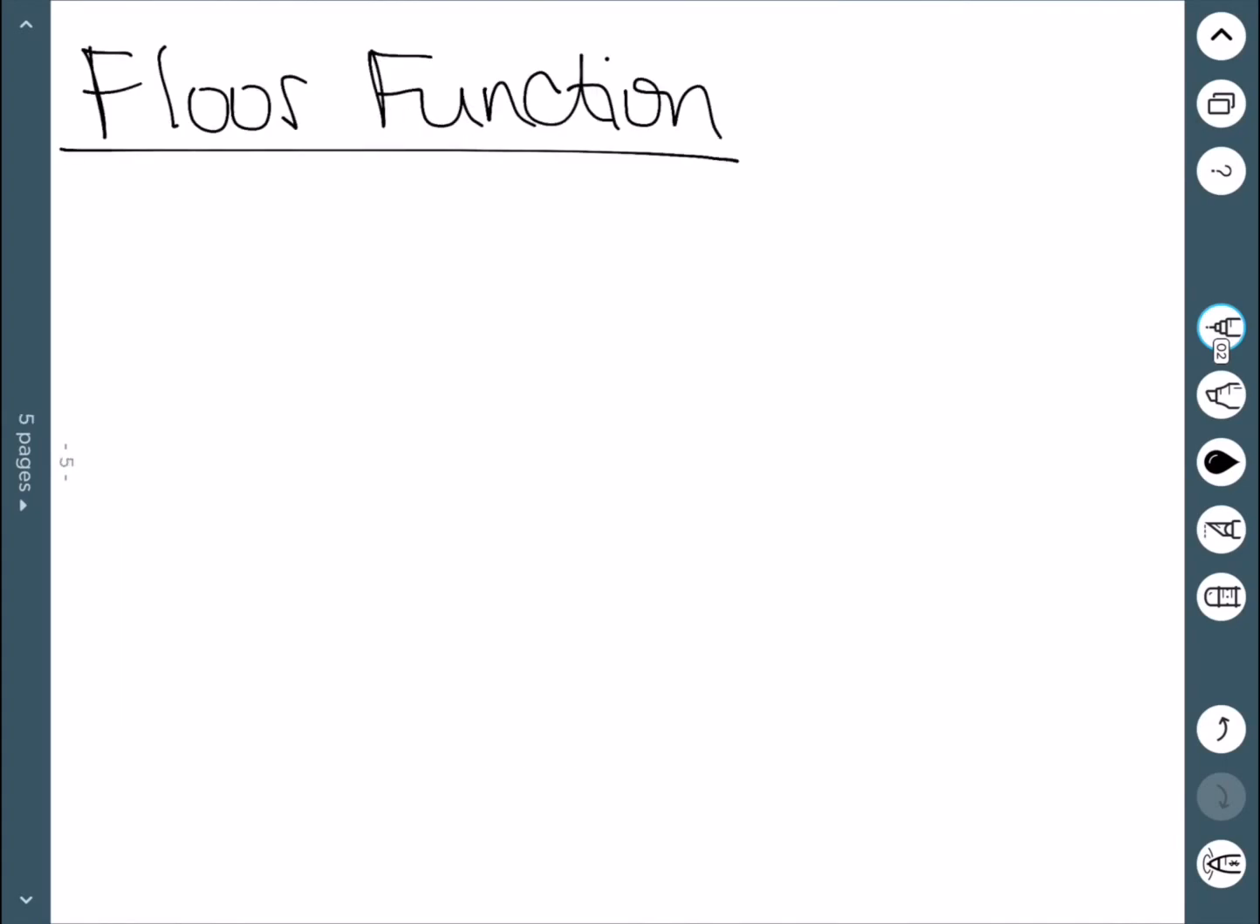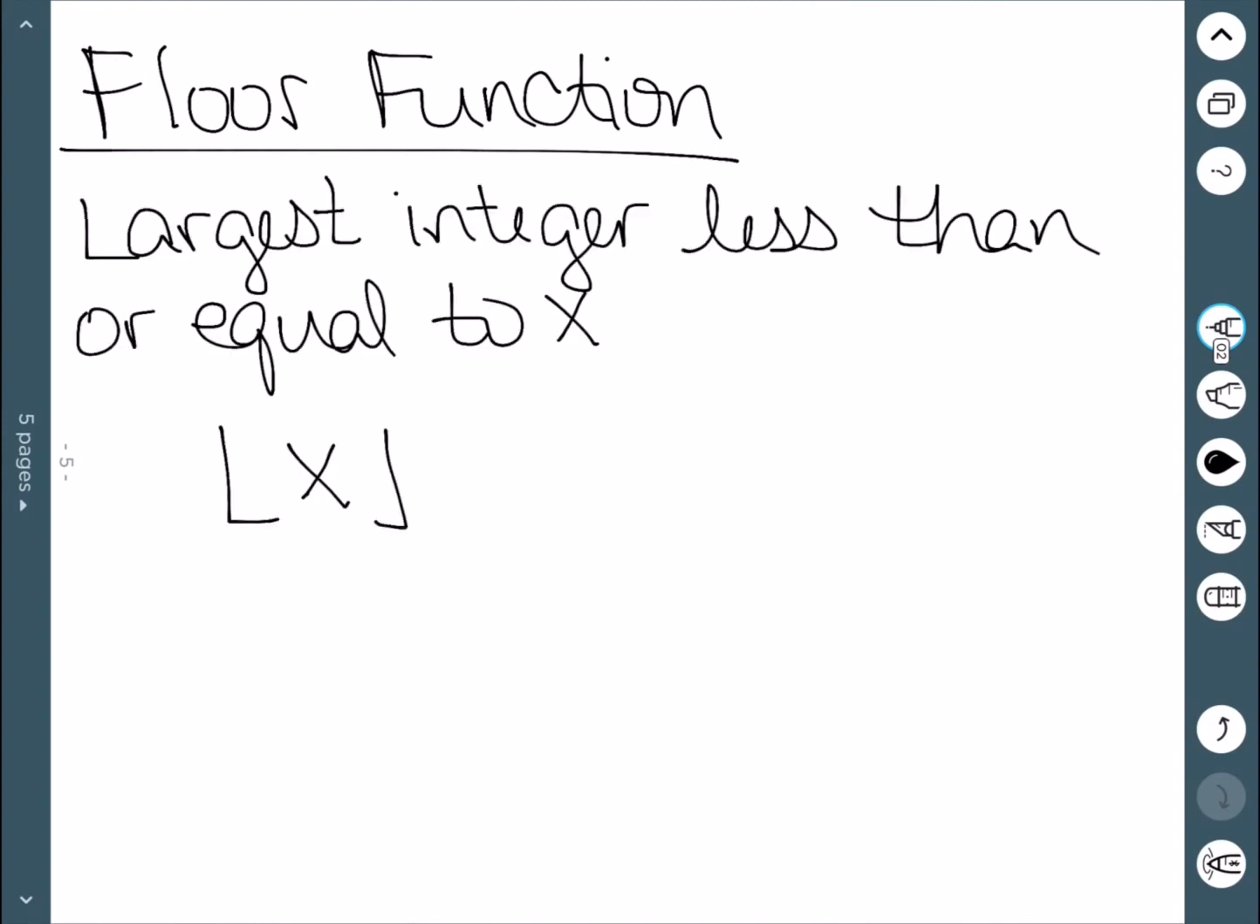And we have three very important functions that have names. The first of which is called the floor function. The floor function is the largest integer that is less than or equal to x, and it's denoted like this. It kind of looks like square brackets, but it's missing the top part of it. For example, if I want to find the floor function of 2.4, I need the largest integer that is smaller than this, which would be 2.